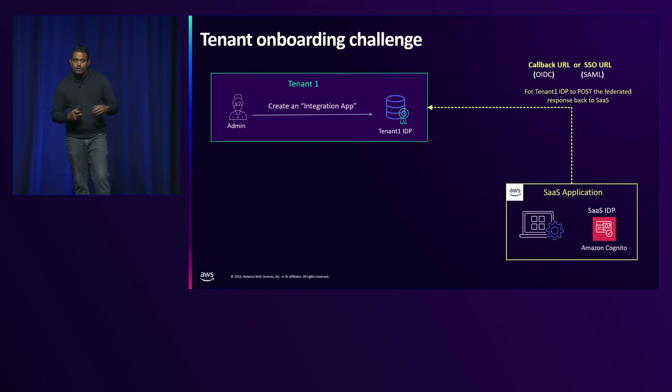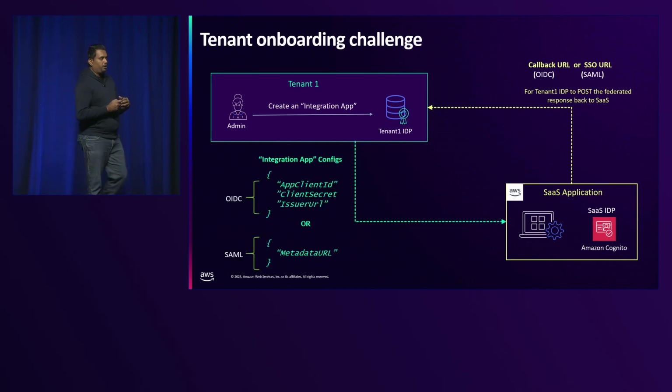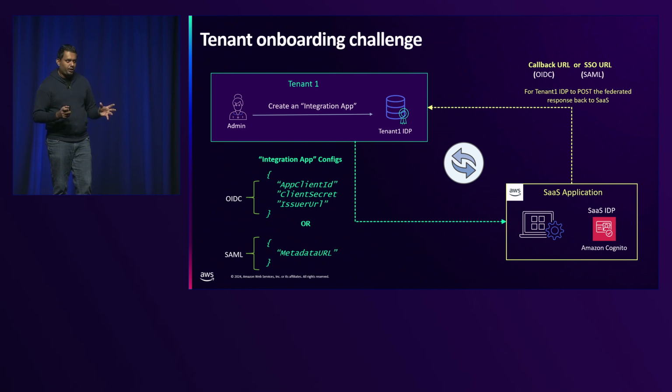So as a first step, tenant one should have been onboarded to the SaaS application, but in order to successfully onboard tenant one, Cognito will demand the integration app configs. As you can see, there's a circular dependency here, and that is the challenge we have as SaaS providers: to manage this dependency and provide a seamless experience to the tenants who are getting onboarded with federation.